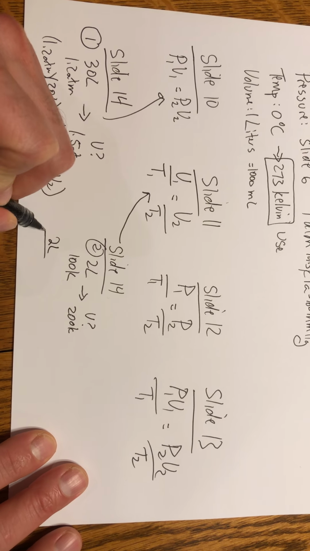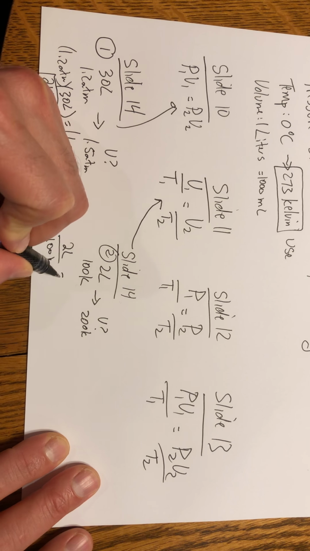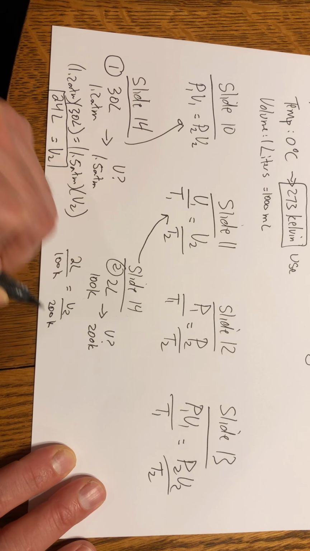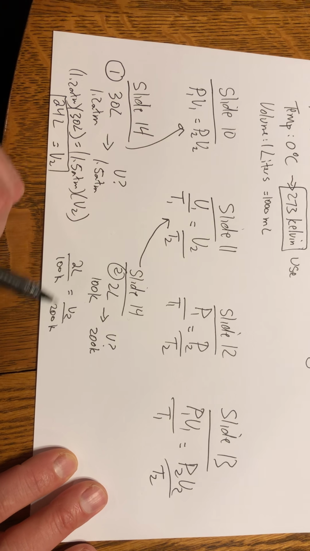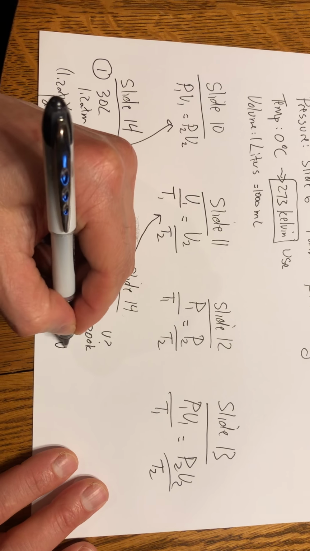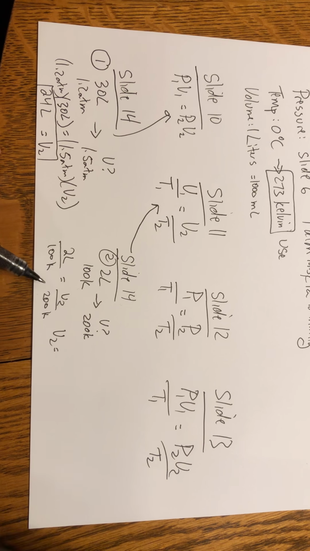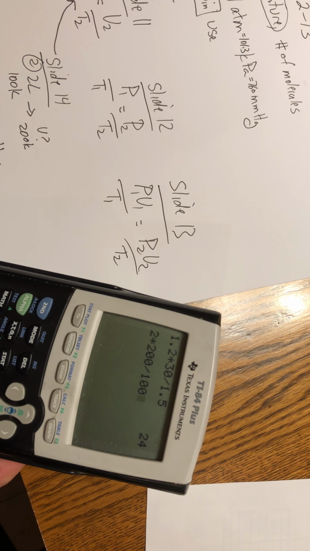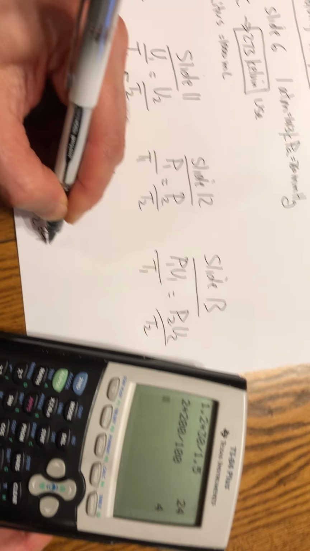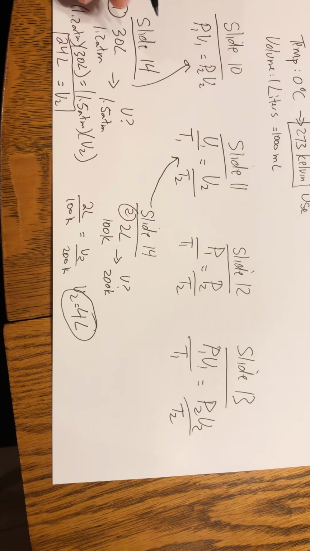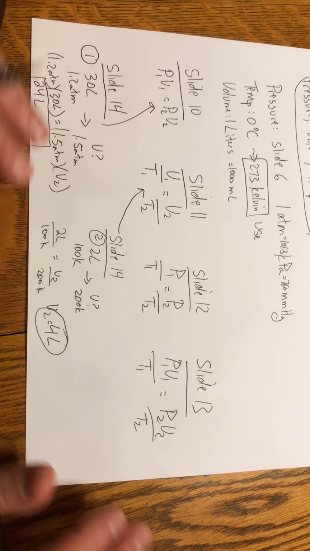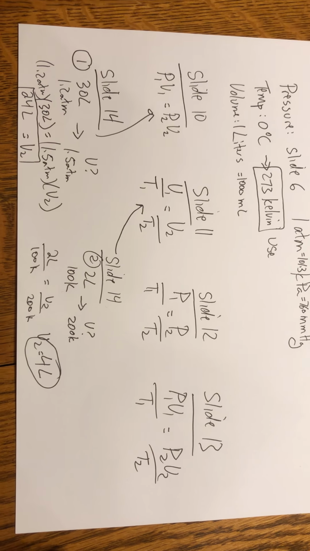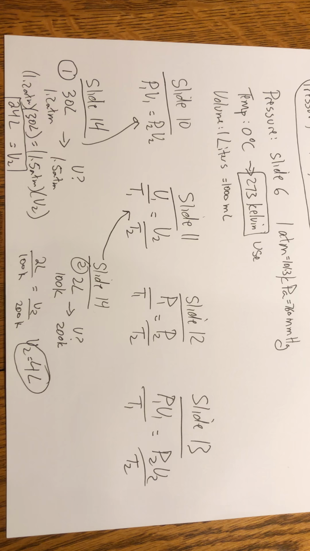So you would plug them in. You would have 2 liters over 100 equals your unknown volume at 200. And here you'd cross multiply. So you'd cross and then divide. When you solve for that, you'd multiply 2 times 200 and then divide by 100 to isolate the variable, and it comes out to 4 liters. Okay, so what you're doing is, as you read the problem, you're trying to match up the variables to the equation that you need to use.